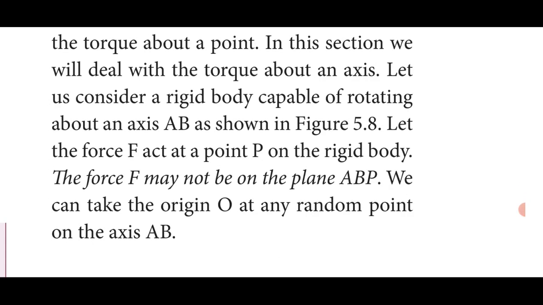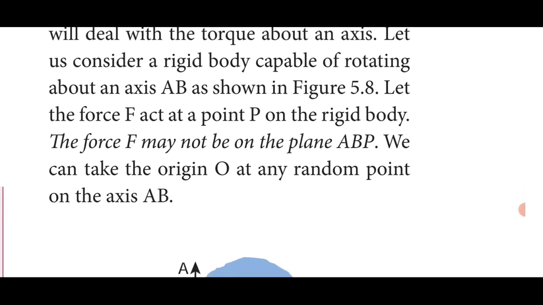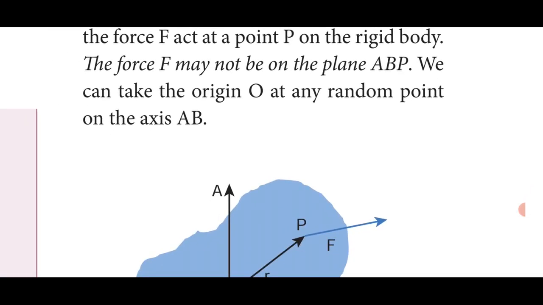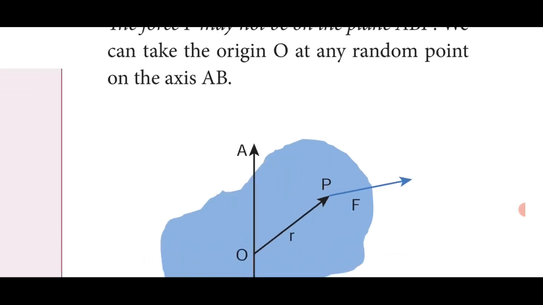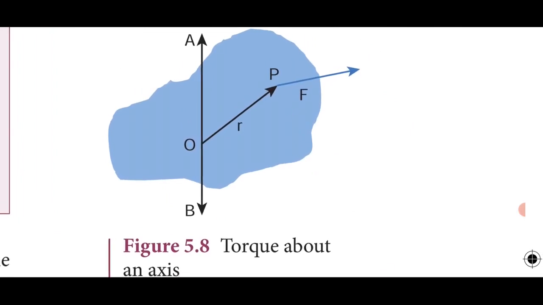When a rigid body is capable of rotating about an axis, and a force is acting at a point P on the rigid body, the force may not be on the plane of APB. So we can take the origin at any random point on the axis. That will be given in this diagram.